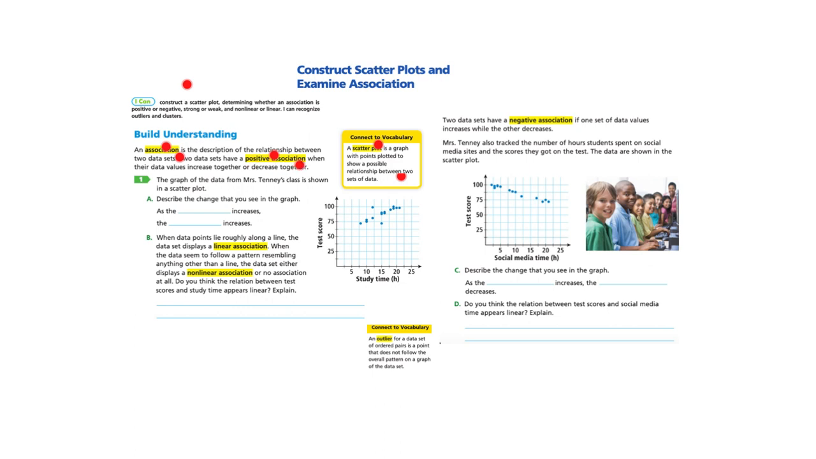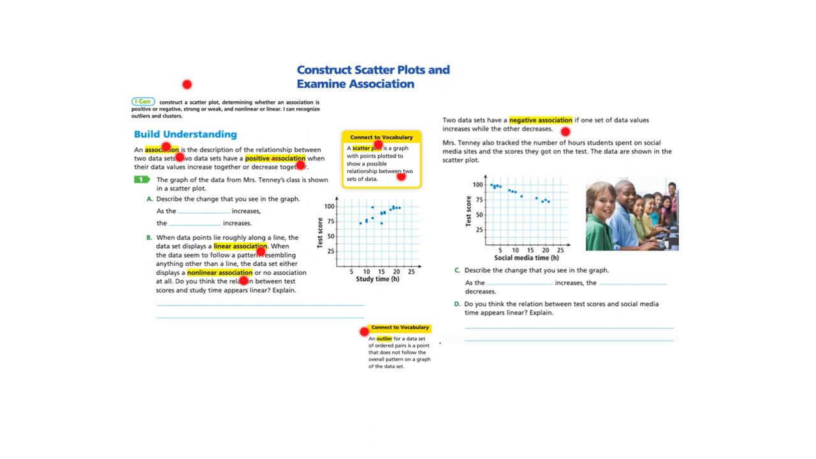It could either be a positive association when their data values increase together or decrease together. So the same thing is happening, either increase or decrease. So we'll also talk about a linear association, a nonlinear association, and a negative association if one set of data values increases while the other decreases. So this word outlier for a data set of ordered pairs is a point that does not follow the overall pattern on a graph of the data set. So that'll kind of come into play later also.